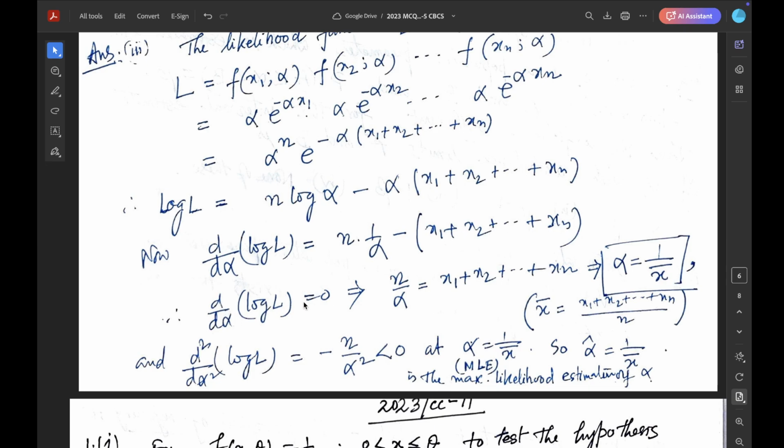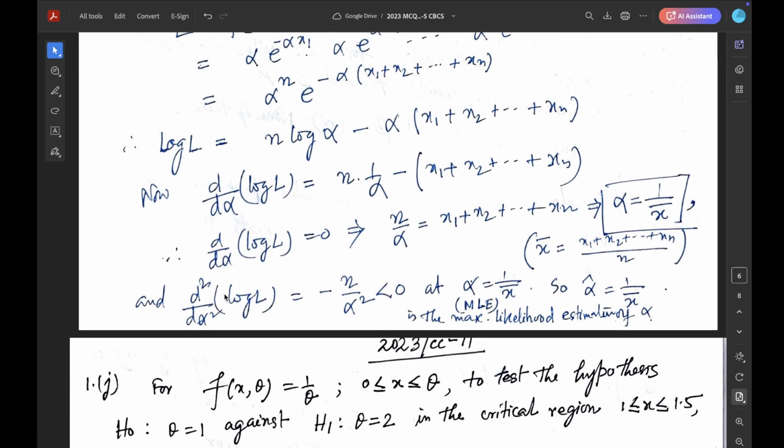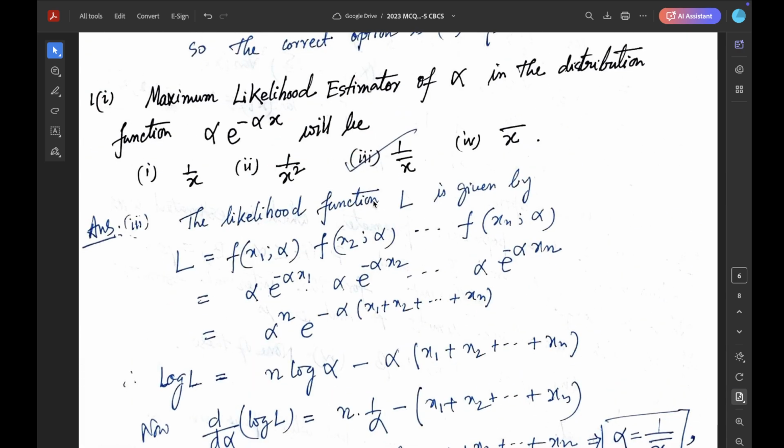So d/d alpha log L equal to 0 implies n by alpha equals x1 plus x2 plus ... xn. This implies alpha equals n by (x1 plus x2 plus ... xn). Actually this is the sample mean x bar, x1 plus x2 plus ... xn divided by n, so alpha equals 1 by x bar. Again the second derivative, d squared by d alpha squared of log L, equals minus n by alpha squared, obviously less than 0 at alpha equal to 1 by x bar. So the maximum likelihood estimate alpha cap equals 1 by x bar. So the correct option is 3, 1 by x bar.